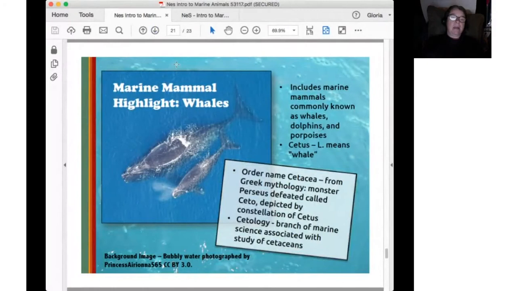Marine mammal highlight: whales. This includes marine mammals commonly known as whales, dolphins, and porpoises. The word cetus means whale. The order name Cetacea also comes from Greek mythology, from the monster Perseus defeated, called Ceto, depicted by the constellation of Cetus. And cetology is the branch of marine science associated with the study of cetaceans.